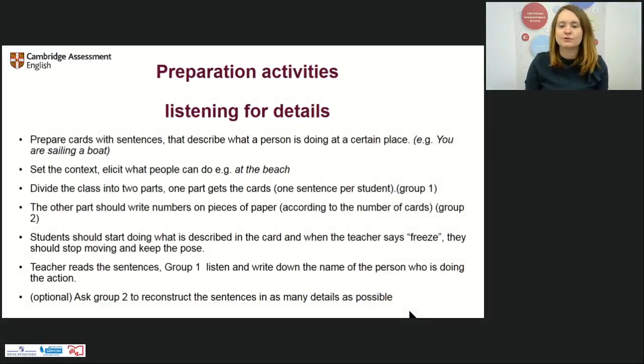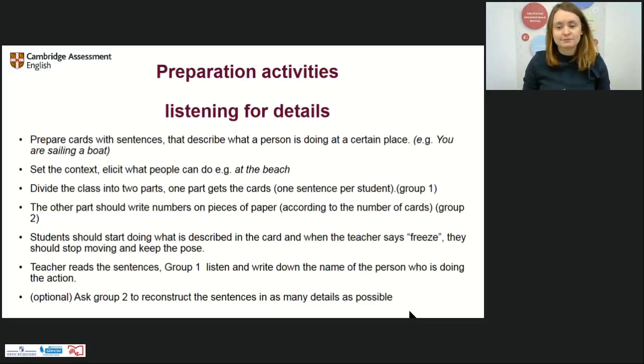Another activity for listening for details will involve some drama. So you should just divide your group in two, and one of your group will get cards with some sentences, like you're sitting in an armchair drinking tea. So the group which has these sentences will need to demonstrate it, to mime it, as if you're really drinking tea. At some moment, the teacher just says freeze, and they freeze. So they never move again, unless you let them.